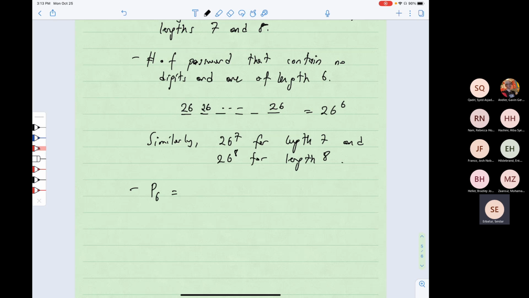Now P6, the number of passwords that are of length 6 containing letters or digits and having at least 1 digit, would be 36 to the 6 minus 26 to the 6. Because these are the ones which do not have any digit in them. The rest will have at least 1 digit. I don't care which ones, or how many. Make sense?